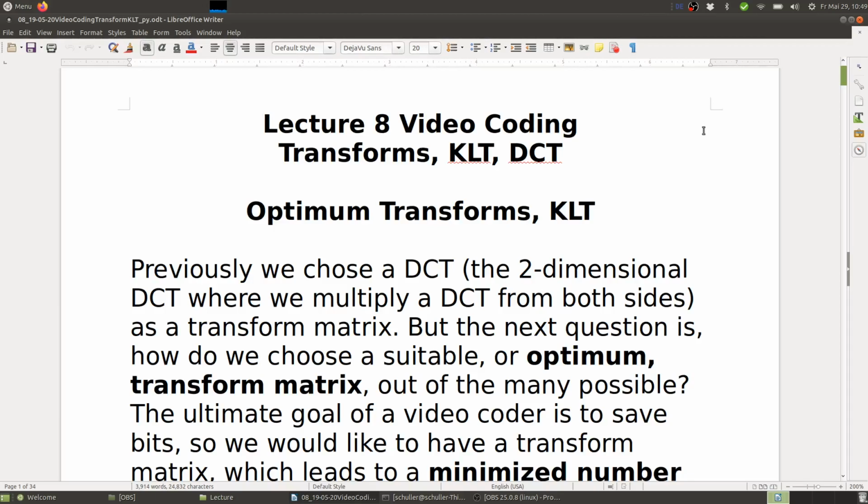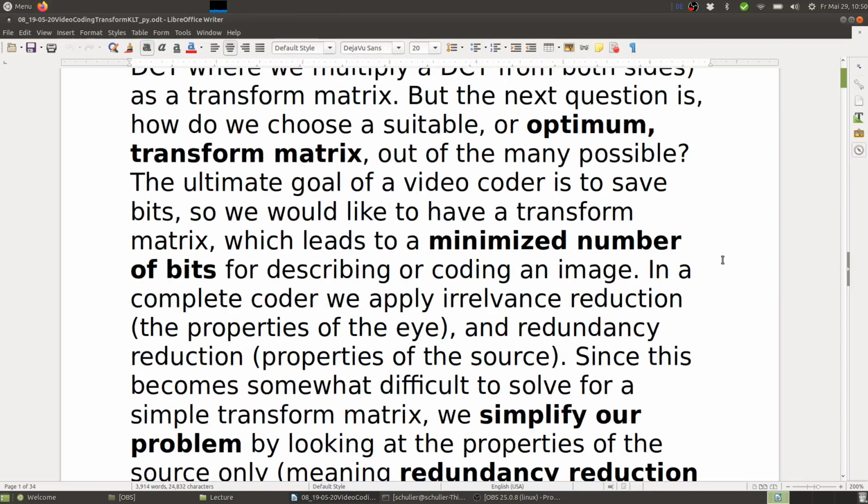So previously we chose a DCT, the discrete cosine transform, or rather the two-dimensional DCT, where we multiply a transform matrix from both sides. But the next question is, how do we choose a suitable or optimum transform matrix out of the many possible? We saw there are many types of DCT, and why does it have to be the DCT and not something else? This is what we want to answer today.